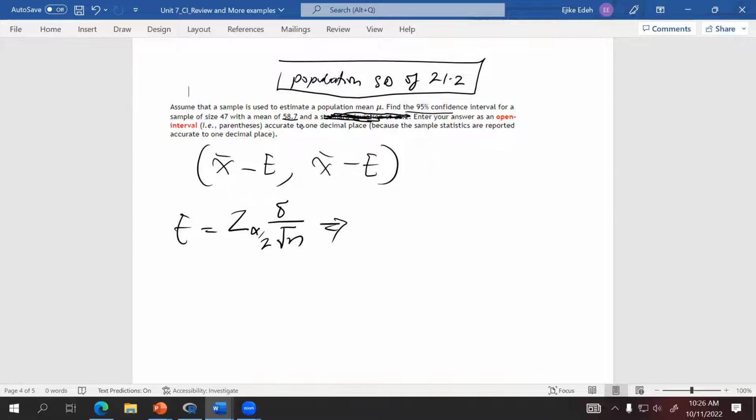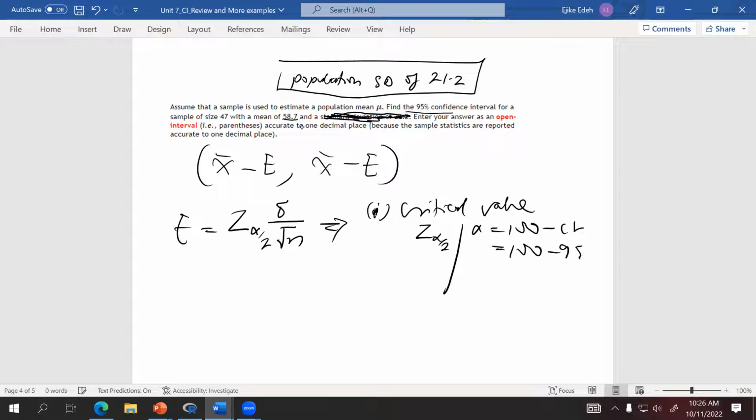Let's do it in parts. Let's get the critical value first, right? So let's first of all get the critical value. Let me call it I. And the critical value is Z alpha over 2. Okay, so let's try to get alpha first. You know, alpha is 100 minus confidence level. And in this case, our confidence level is 95. So our alpha will be 5%.